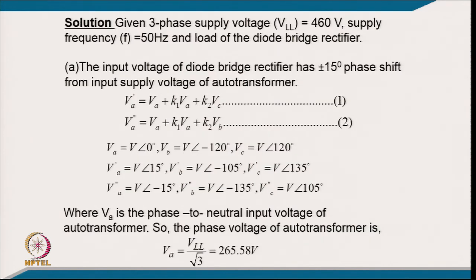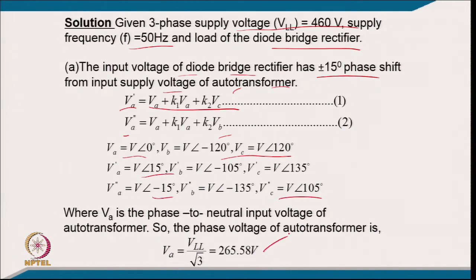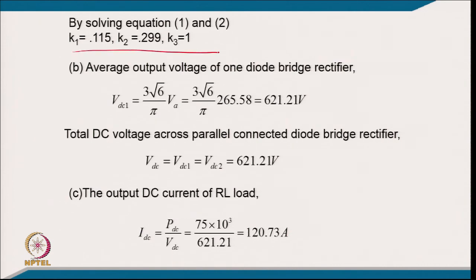So, coming to the solution: the 3 phase supply voltage is 460 volt 50 hertz, and the load is a diode bridge rectifier. The input voltage of the diode bridge rectifier has plus minus 15 degree phase shift from the input supply voltage. So we get the relation corresponding to phase shifted plus minus 15 degrees from the original voltage, which is the sum of the 3 voltages as you have seen in the winding connection, just putting the phasors for first, then 15 degree leading, 15 degree lagging. This is typically the phase voltage from the line. So we are able to get the constants K1, K2, K3 from the design, and once we know the voltage applied, we can get your DC link voltage, and then the load current once we know the power and the DC link voltage.